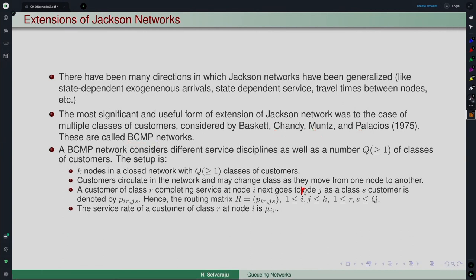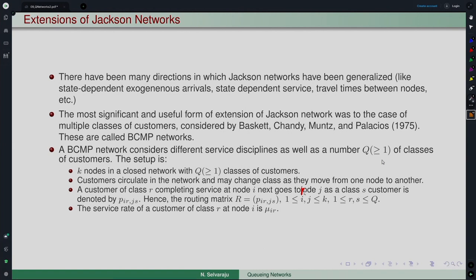This is the standard network because it has lots of features and it can very well incorporate the things that you want to do. If you see what is in use today, the BCMP network would be the most useful network that you could see. So, what is this? This BCMP network considers different service disciplines as well as different classes of customers.